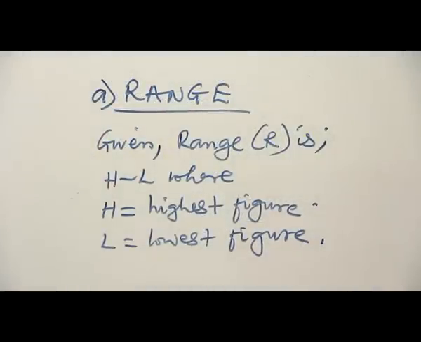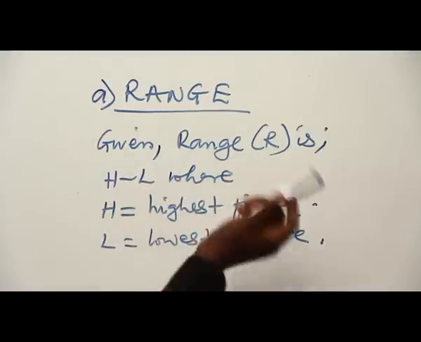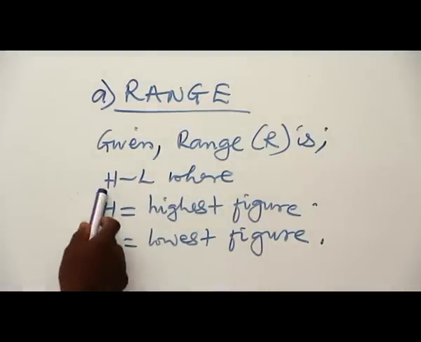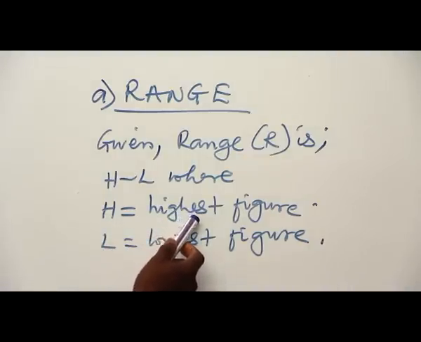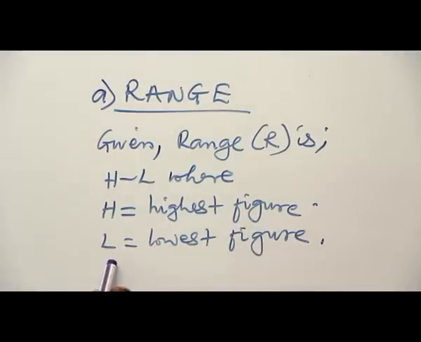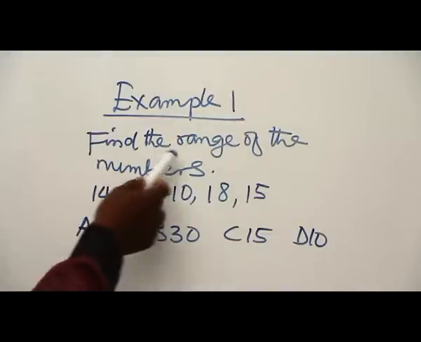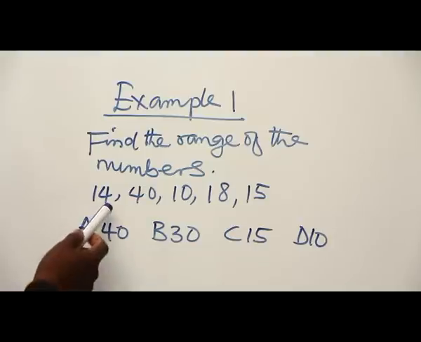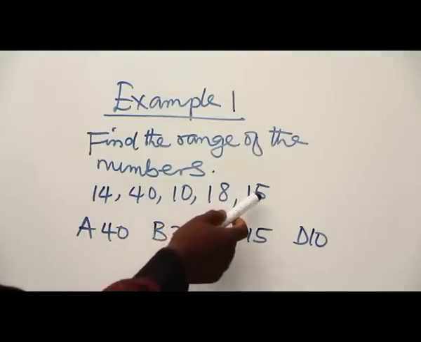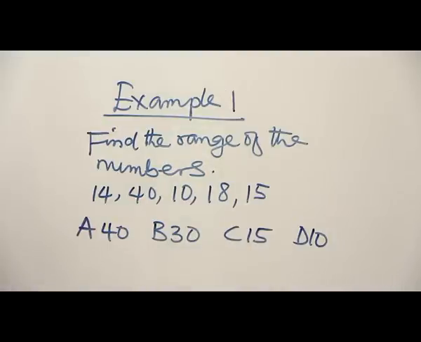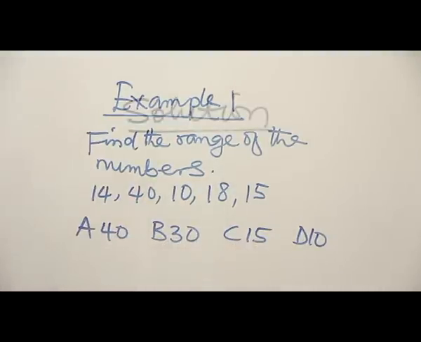A. Range. Range R is defined as H minus L, where H equal highest figure in the distribution, L equal lowest figure in the distribution. Example 1. Find the range of the numbers 14, 40, 10, 18, and 15. Options: A, 40, B, 30, C, 15, D, 10.